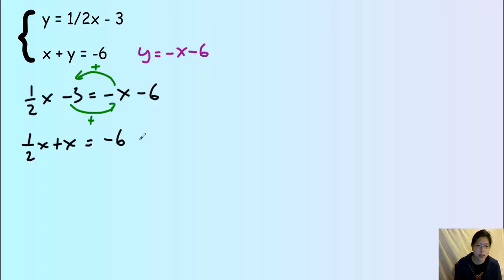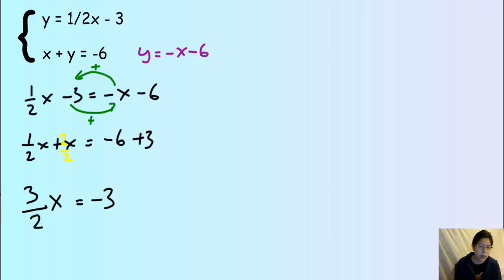So -6 plus 3. Half x plus x, if you wanted to convert this into a fraction, you could. It would be 2 over 2. So 1 plus 2 on the top is 3. We don't add the bottoms. That was our common denominator. So 3 over 2x is equal to -6 plus 3, which is -3.